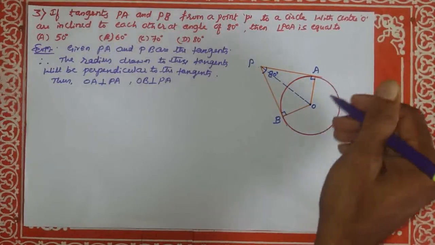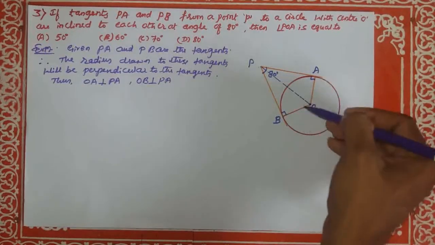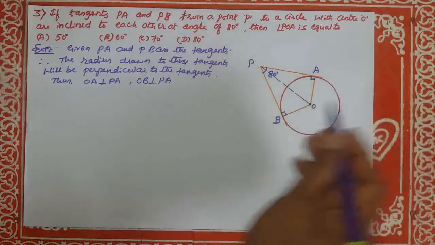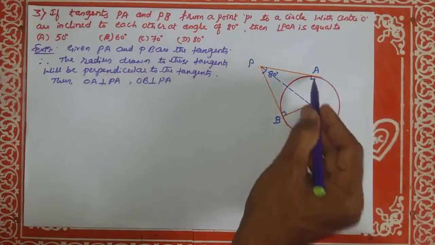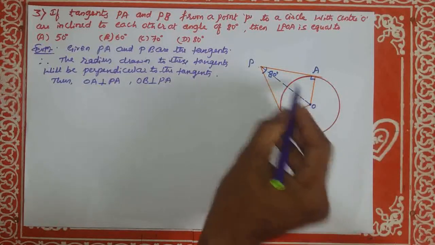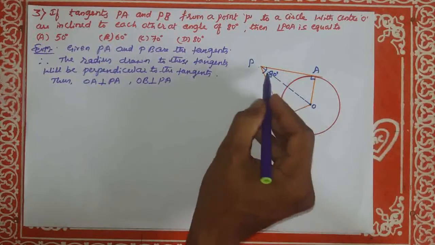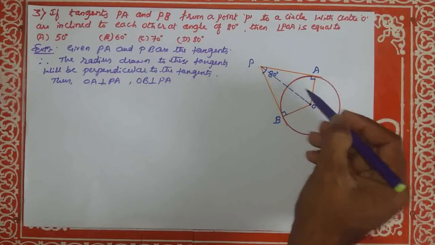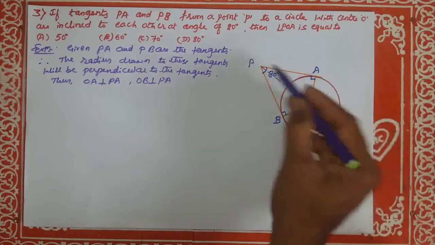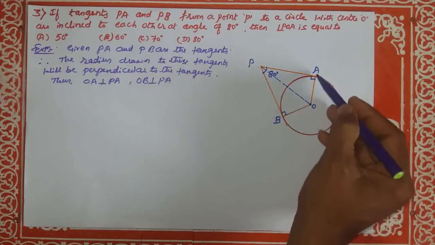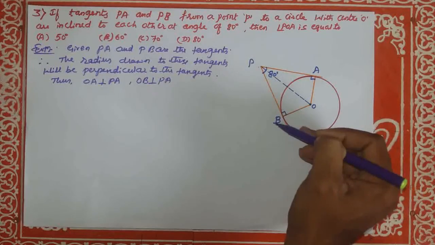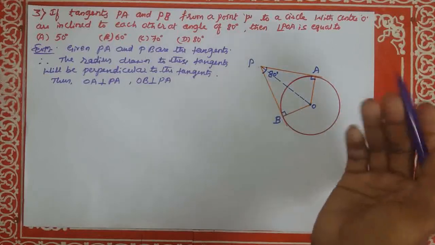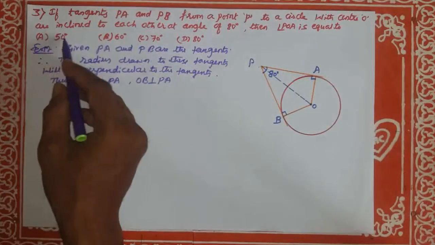If it is perpendicular, then angle OAP is equal to 90 degrees and angle OBP is also 90 degrees, so 90 plus 90 is 180. Here the opposite angles add up to 180 degrees. If angle P is 80 degrees, then angle BOA will be 100 degrees. We need to find angle POA, which is equal to angle POB. Angle POA is equal to half of angle BOA. Therefore, half into 100, we get the answer 50 degrees. Hence option A is the right answer.